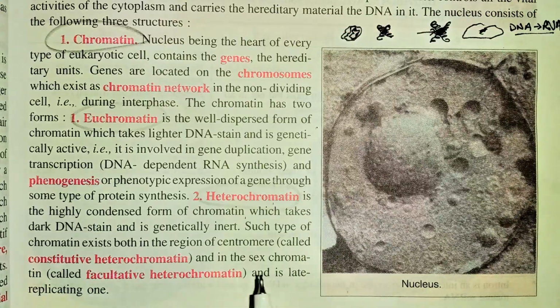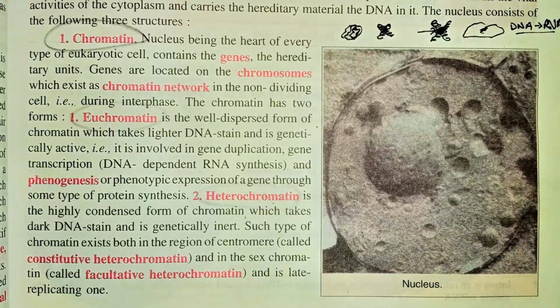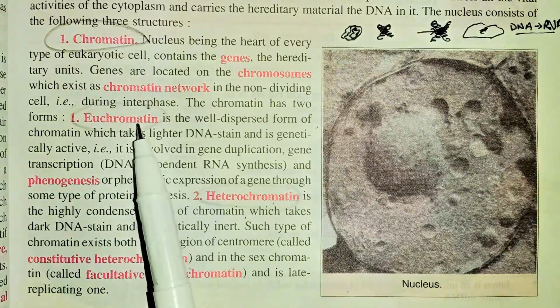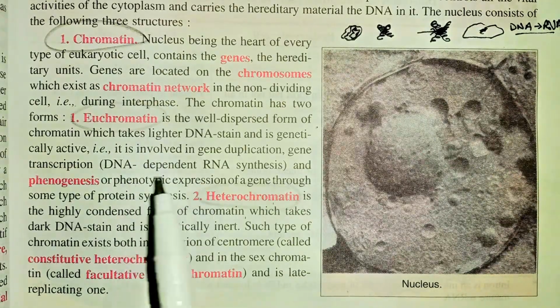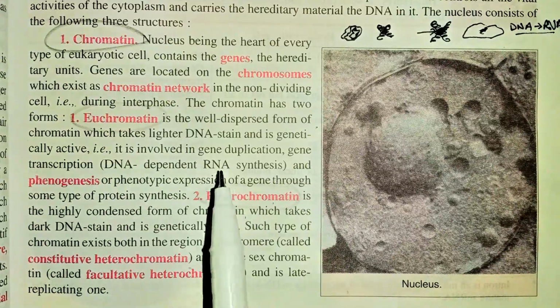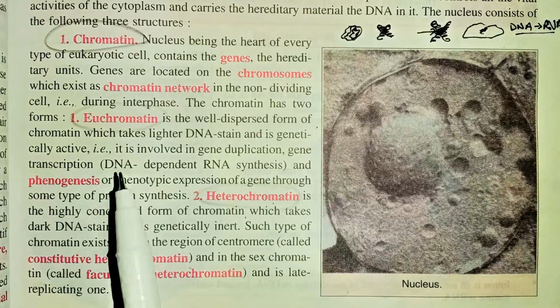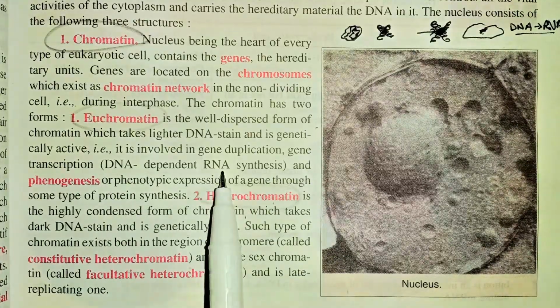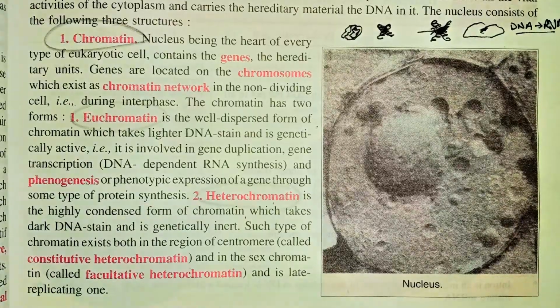And in that, sex chromatin is going to be late replicating. Sometimes it replicates itself in the future. I hope you're getting my point. Euchromatin is being converted into RNA. The DNA machinery has done its job and RNA is being produced. In heterochromatin, the DNA is not functional, and it does not allow the synthesis of RNA. So in easy words, these are the basic points which I told you.